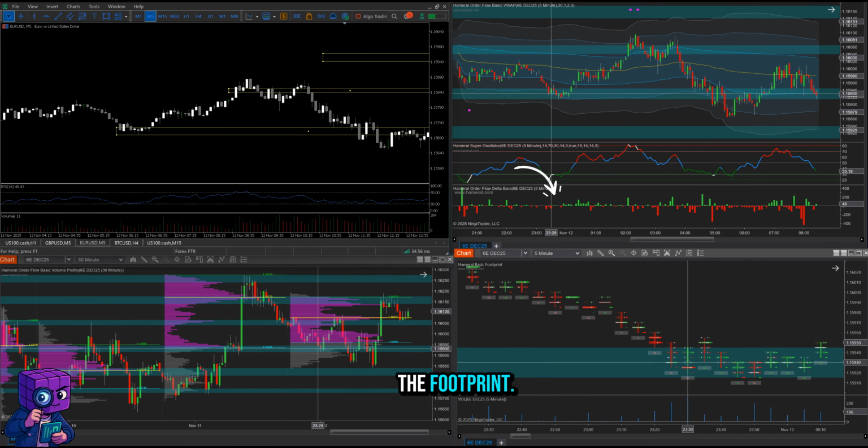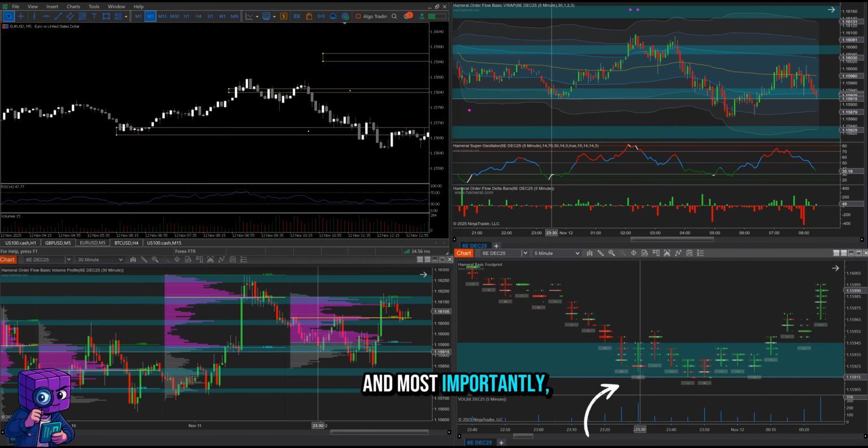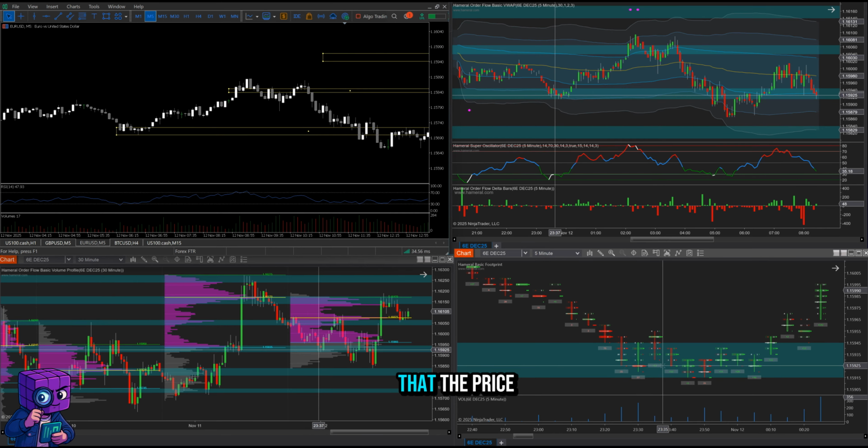But let's take a look at the footprint. We can observe that here at the bottom, we had a big volume of orders, and most importantly, a lot of sell orders placed at the bottom of the candle. But they didn't have the power to push the price lower. That means they were absorbed. On top of that, the price closed above POC. A very nice bullish clue. The delta was negative in a positive candle.